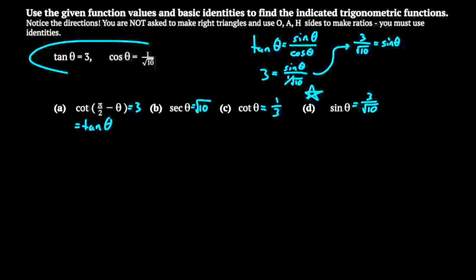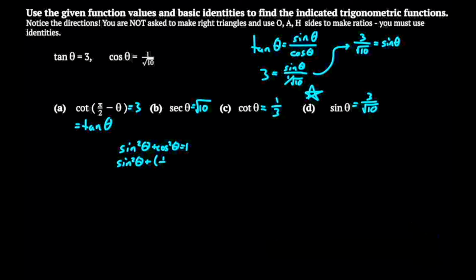But you're not always given tangent and cosine together. So you could also use a Pythagorean identity. So if you remember sine squared plus cosine squared equals 1, I could just fill in the value for cosine, except remember we're squaring it. So it's going to be 1 over the square root of 10, that was the value of cosine, being squared now, equals 1. If you square this fraction, on top you just get 1, and on bottom you just get 10, because the square root of 10 squared is just 10. On the right side we still just have 1.